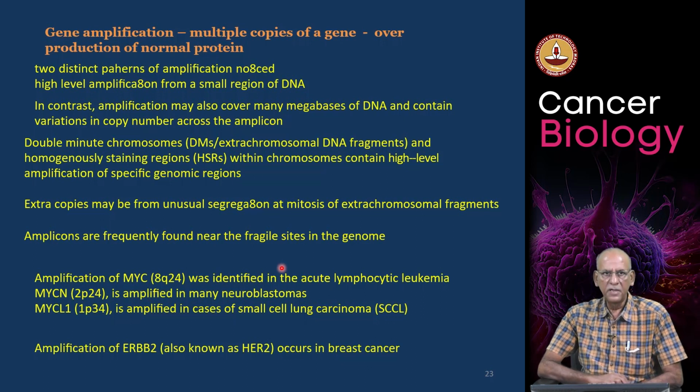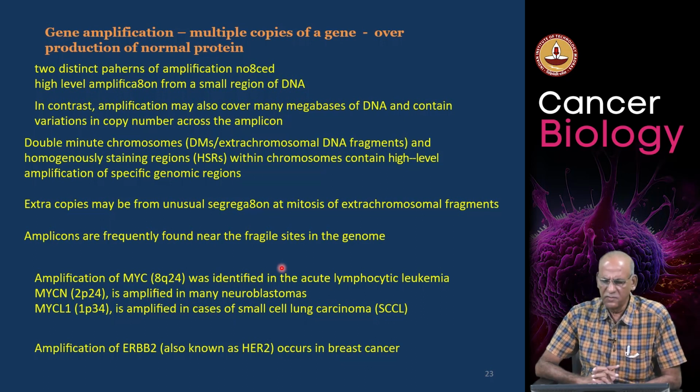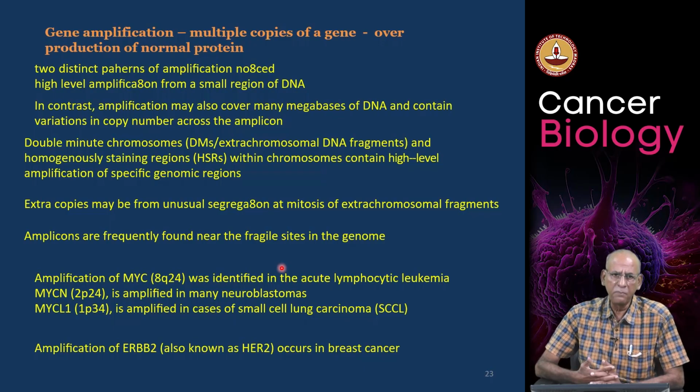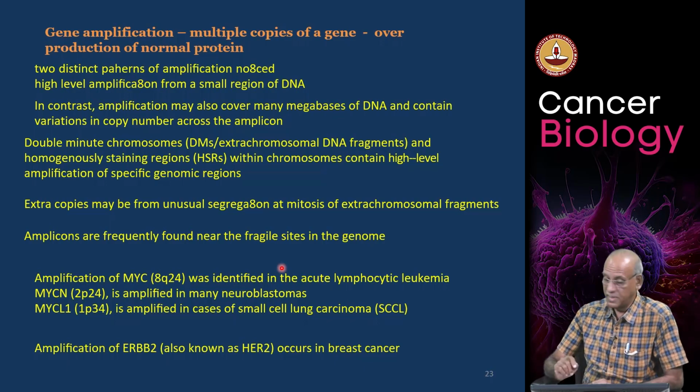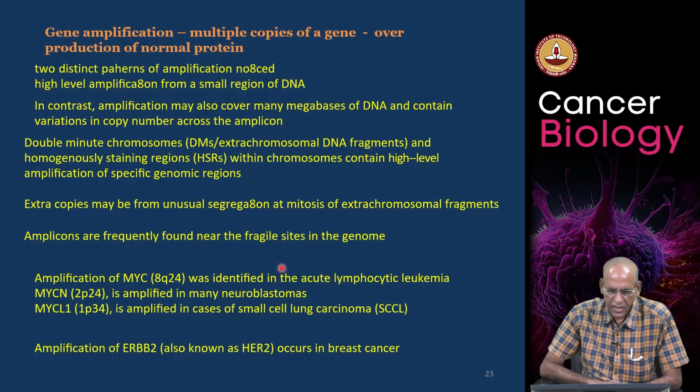The next example is gene amplification. You have several examples. What happens is that multiple copies of a gene could be produced. That is what we mean by amplification. So, overproduction of the normal protein. Some examples are high level amplification. There is a small error in that, but it's okay, we will correct it. Amplification may cover megabases of DNA and contain variations in copy number across the amplicon. So that has to be understood.